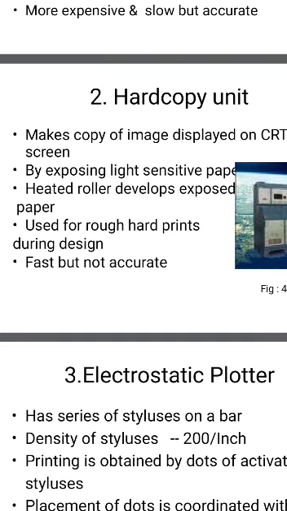So make copies of imaginary display by CRT. CRT is nothing but cathode ray tube, the screen that will be on the top. By exposing light sensitive paper to those light rays, the print comes out on the paper that we can see. So heated rolls develop the exposed paper. When it comes out from that printer, we'll see the paper will be a little bit hot.